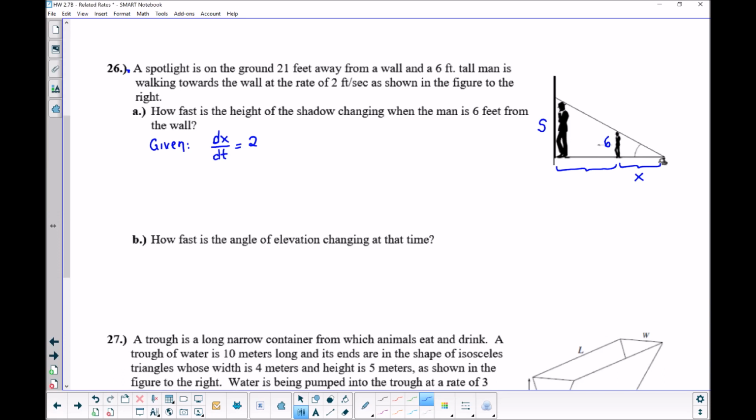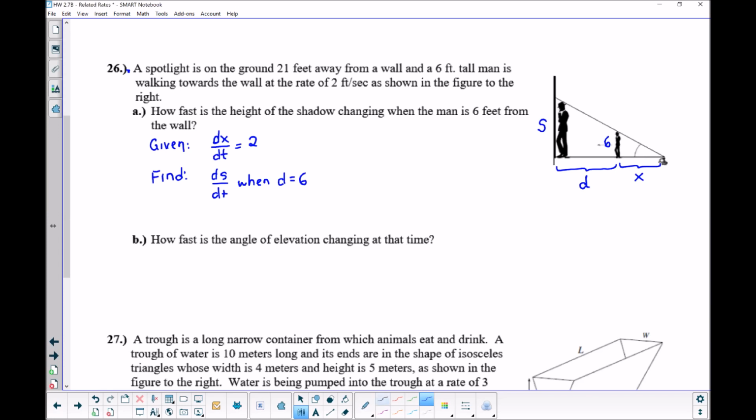Now, it says that in part A, we're going to find this when the man's 6 feet from the wall. So I guess that could be part of my find. We're finding the rate of change of the height of the shadow, but we're going to do it when the D value is 6. So I'm just going to call this D. I could have called it anything, you guys. I pretty much think that these are the only things that we need for the find and given, for the way that I've chosen to set it up.